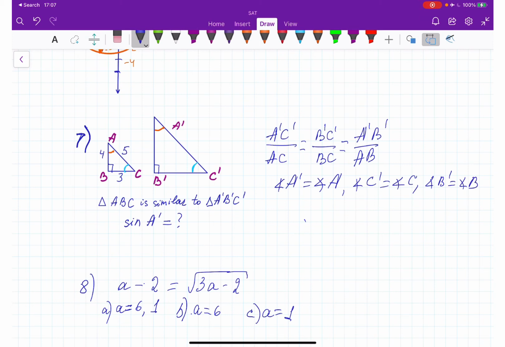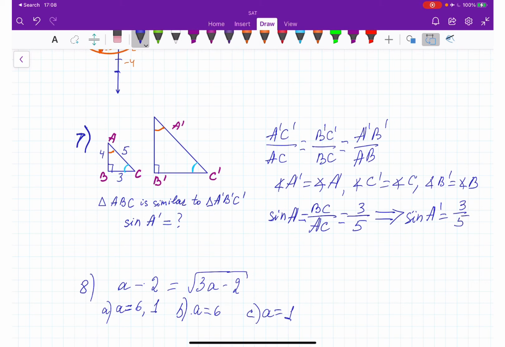What does that mean? So if I find sine of angle A, that will be the same as sine of angle A prime. Make sense? So let's do it. Sine A is equal to opposite side BC over hypotenuse AC. So opposite side is 3, hypotenuse is 5. Hence, sine A prime is equal to 3 over 5.